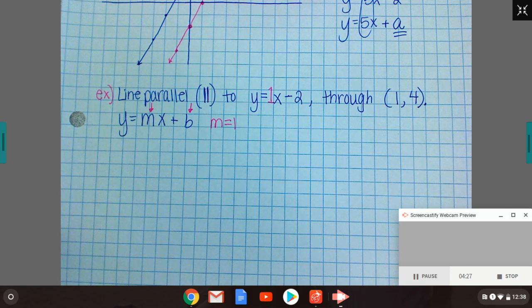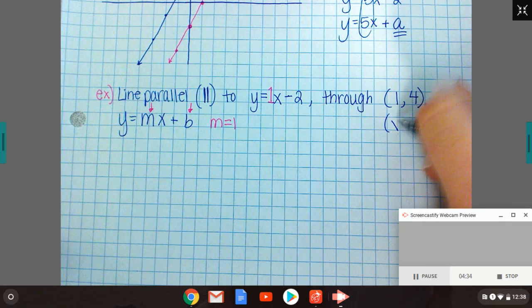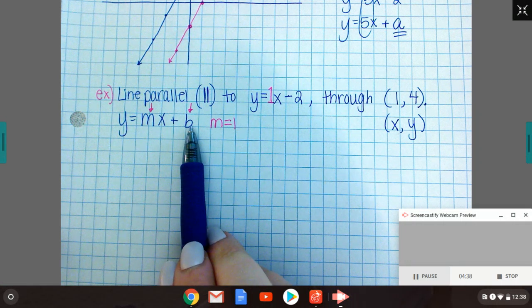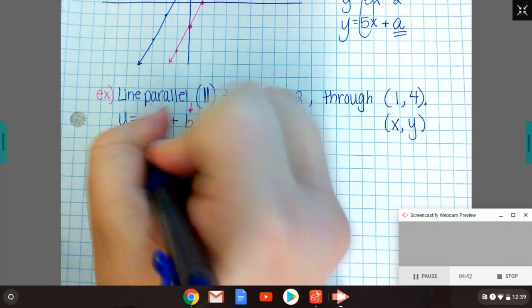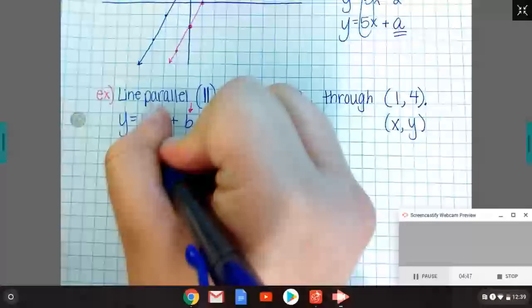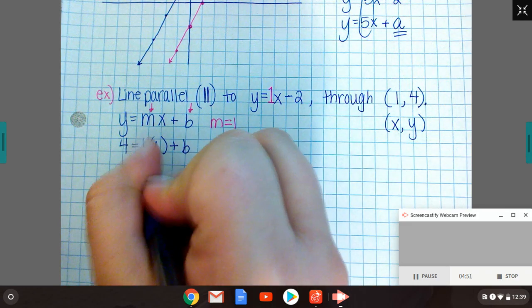And I don't have a b yet, but I can get it by plugging in an x and a y. I was given that. So let's do that. I can plug in this x and this y and this m and get a b. So y is 4, m is 1, x right now is also 1, and I don't know b. 1 times 1 is 1.